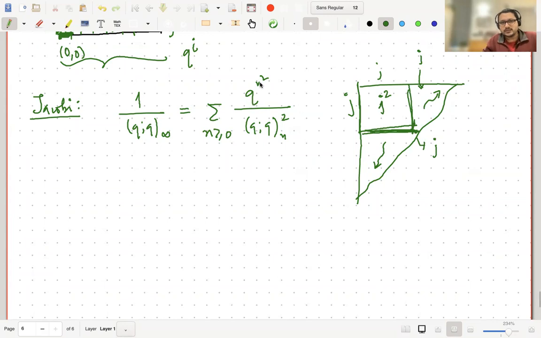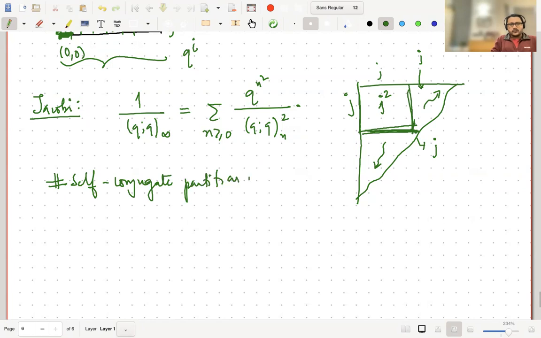So this q raised to the power n squared comes from this square, and one (q;q)_n comes from the partition below, and one (q;q)_n comes from the partition to the right. So this is a very nice and easy combinatorial proof of Jacobi's result. We can also, maybe as an exercise, have this nice result, which is that the number of self-conjugate partitions of n is equal to the number of partitions of n into distinct odd parts.